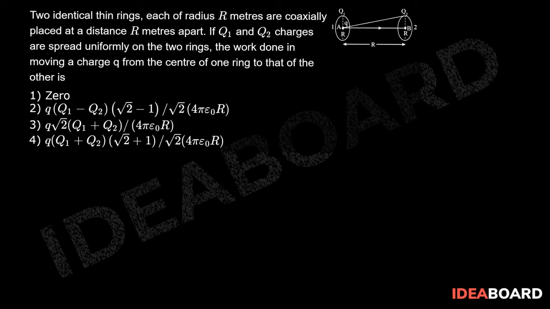Two identical thin rings, each of radius r meters, are coaxially fixed, placed at a distance r meters apart. If Q1 and Q2 charges are spread uniformly on the two rings, the work done in moving a charge Q from the center of one ring to the other is?